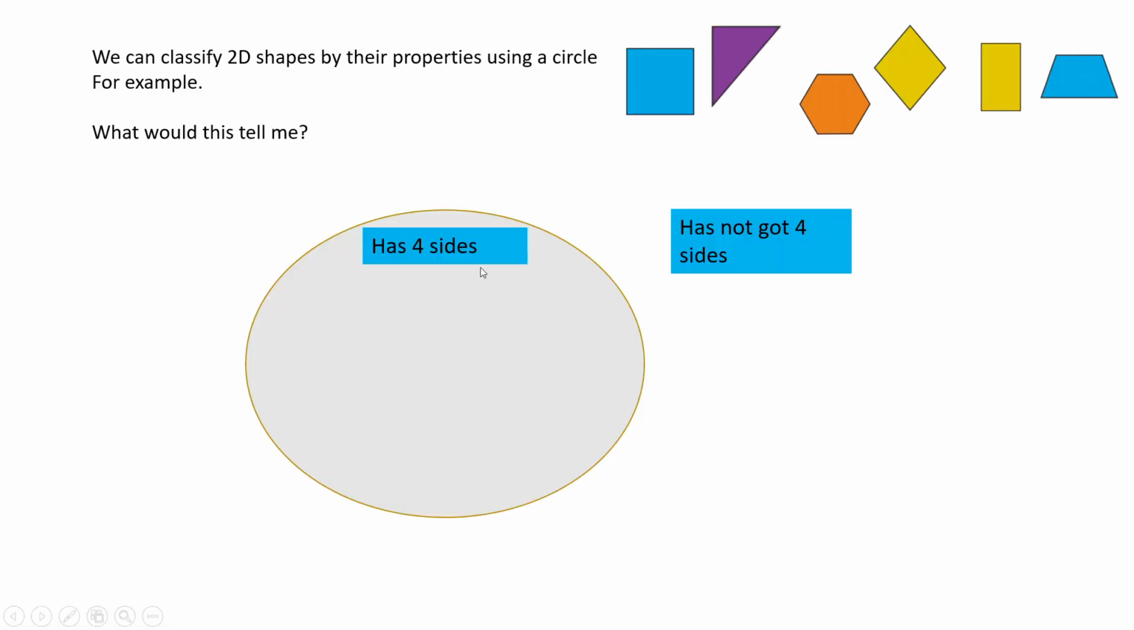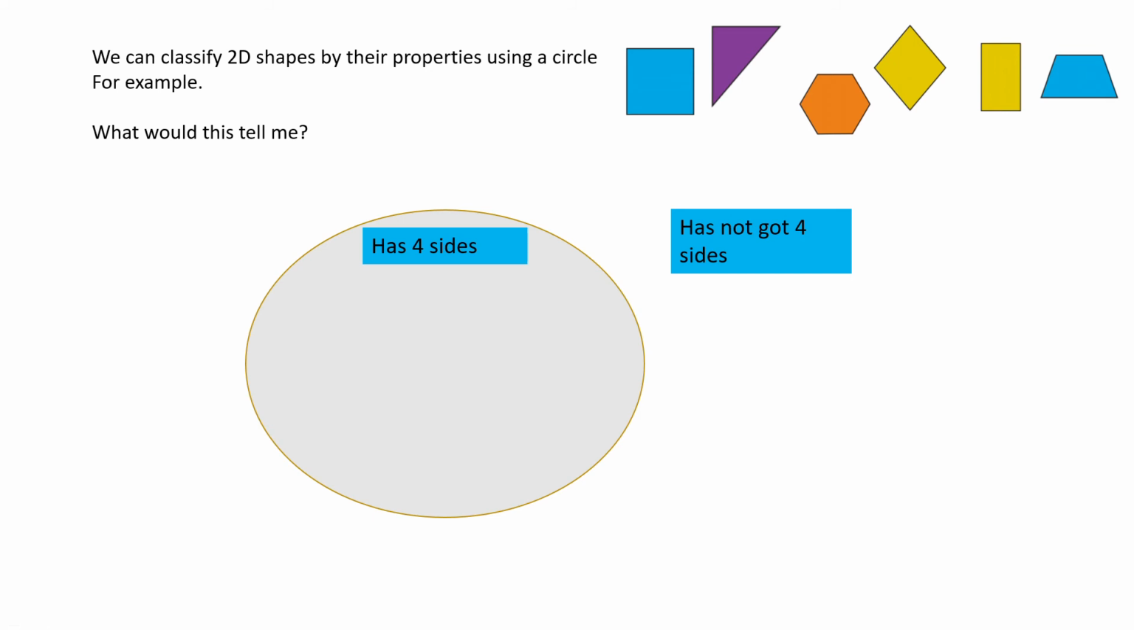We can also classify 2-dimensional shapes and their properties using a circle. Inside the circle I would be putting all the shapes with 4 sides, and on the outside of the circle, the ones without 4 sides, either bigger or smaller number of sides, would be outside the circle, so I could see visually and very clearly which shapes had 4 sides.